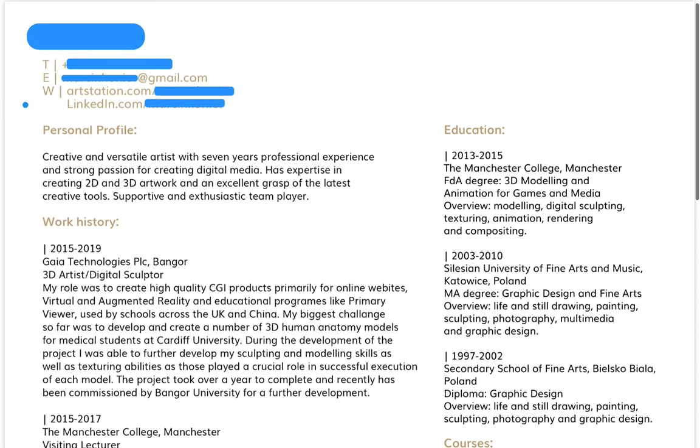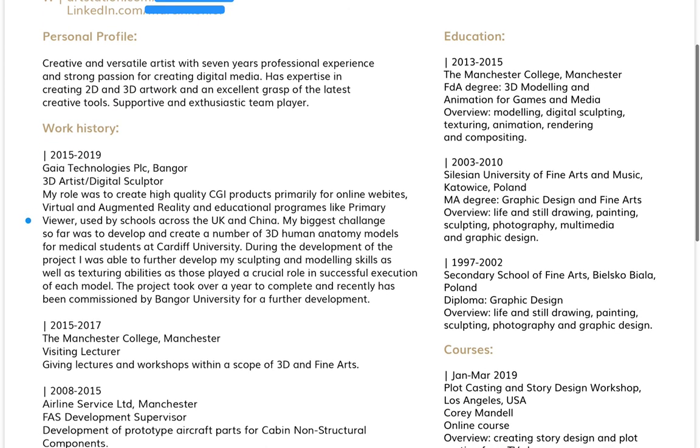There's another thing that I noticed when I was reading through this that I think is worth mentioning. It's a little bit of a grammar geek thing, but in some areas, he is talking sort of in the third person. So he's saying has expertise in creating 2D and 3D artwork. So that's the third person. And then in some places, he's speaking in the first person. My role was to create high-quality CGI products.